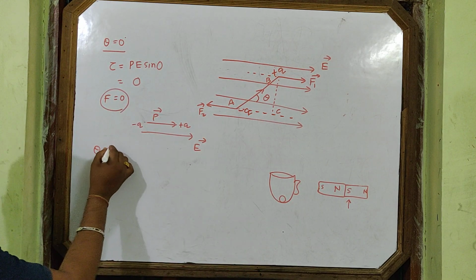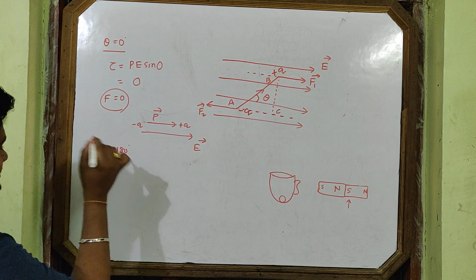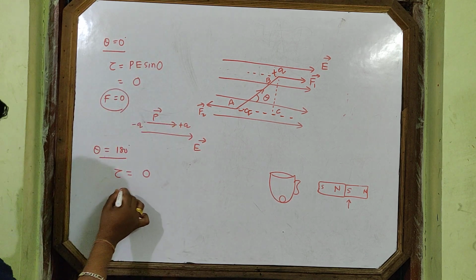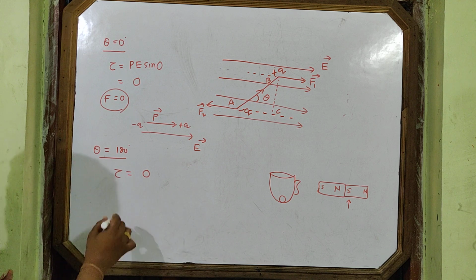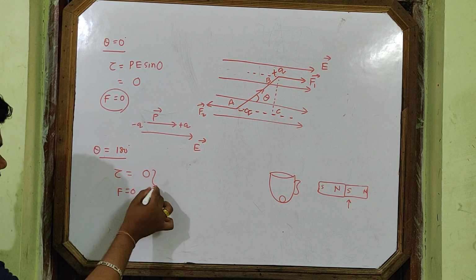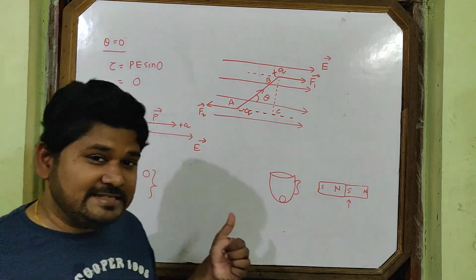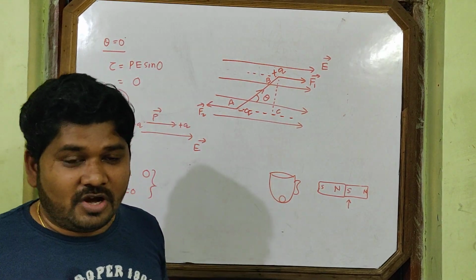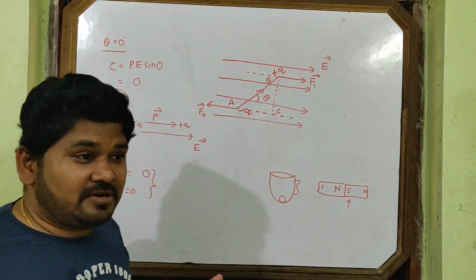Then come to theta equal to 180 degrees. Also tau is equal to 0 because p sin 180 is 0. Initially force is 0. Here also force is 0, torque is 0, both 0. But this is an equilibrium, but an unstable equilibrium position. What is an unstable equilibrium position?